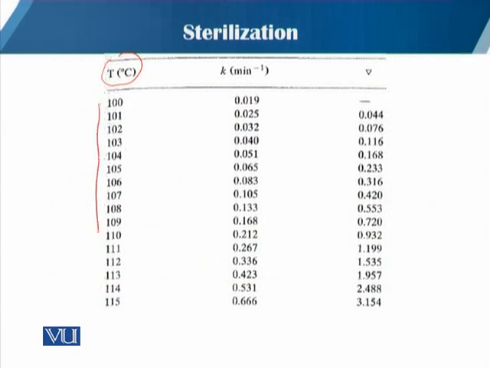In this table, we can see the temperature. As we increase the temperature from 100 to 130 in steps of 1, the specific death rate is 0.019, then 0.025, 0.032, 0.04 and so on. And when we calculate the del factor, there is also a gradual increase in the del factors. If we go from 100 degrees Celsius to 115 degrees Celsius, the specific death rate rises from 0.019 to 0.666, and as for the del factors, you can see 0.044 in the case of 101 and 3.154 in the case of 115.